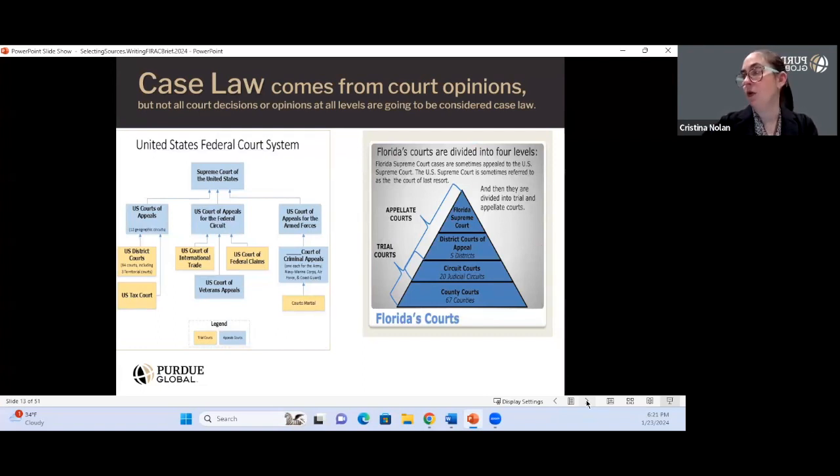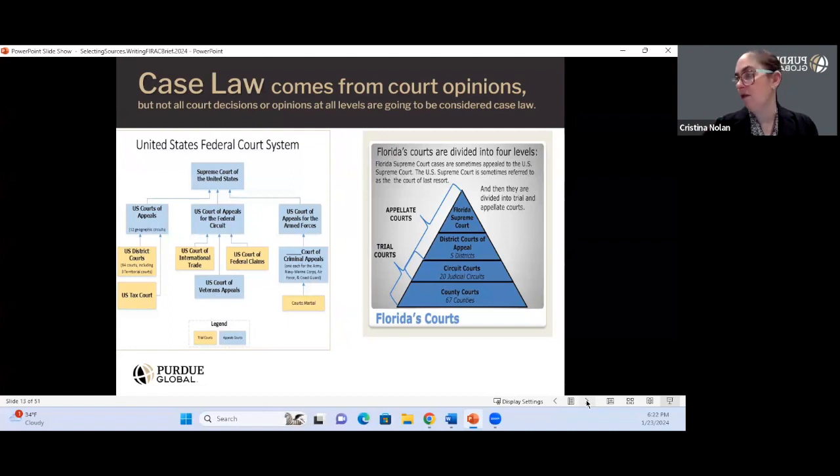Case law comes from court opinions, but not all court decisions or opinions at all levels are going to be considered case law. So we've got the federal court system, as you can see. I'm not going to go through the whole thing, but you'll see this in textbooks for different courses, and I love having this graphic because it really shows you how the federal court system is laid out. Yellow, or peach, are the trial courts, and then the blue are the appellate courts. And it shows you the relationship between the different courts and just the different levels.